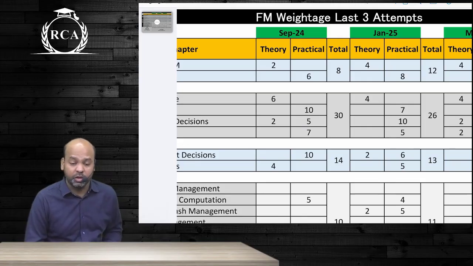This always happens in costing. I will show you the weightage of costing later. So this is what is about costing.